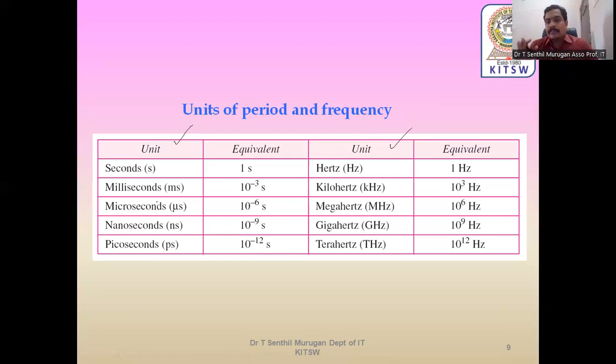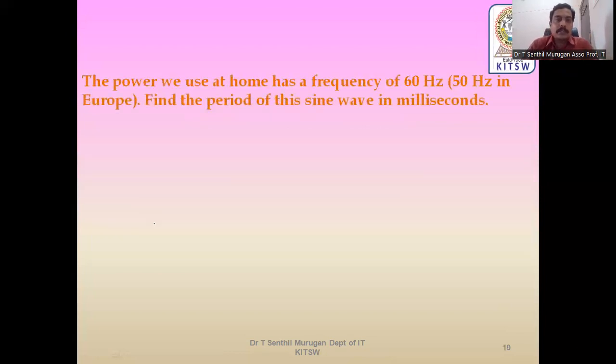In frequency, we can multiply by thousands. Already we know that 10 power 3 is kilo, 10 power 6 is mega, 10 power 9 is giga, 10 power 12 is tera. In increasing order it goes kilo, mega, giga, tera. In reducing order it goes milli, micro, nano, pico. Just remember it.